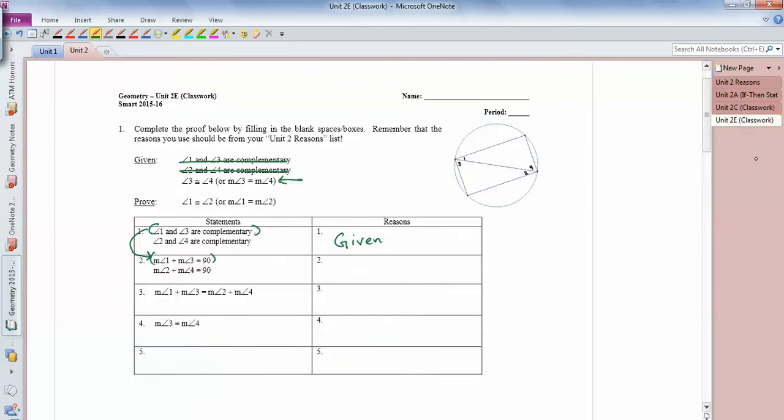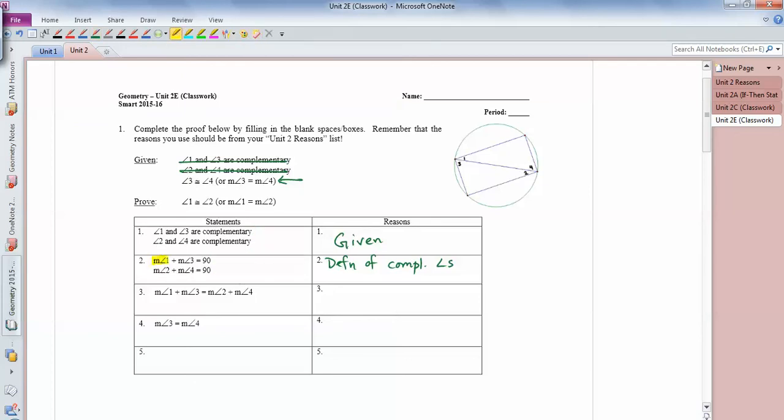So this one right over here is saying the same idea. 1 and 3 are complementary. 1 and 3 add up to 90. Definition of complementary angles. And notice it's the same deal with the 2 and the 4. Those end up being the same idea right there. So since they both say the same exact thing, you can cram them into one box. You are allowed to do them separately if you wanted to, so then that would be 2 separate steps with the same reason.